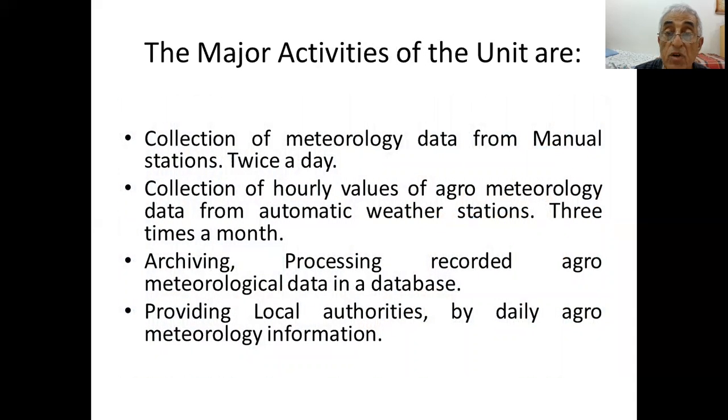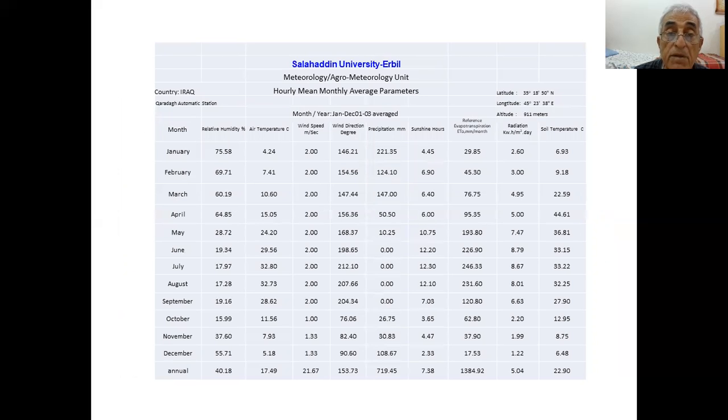The major activities of the unit are collection of meteorology data from manual stations twice a day, collection of hourly values of agrometeorology data from automatic weather stations 3 times a month, archiving, processing, and recording agrometeorological data in a database, and providing local authorities with daily agrometeorology information. This table shows a 3-year average of meteorological and agrometeorological parameters recorded at Kurdistan automatic station.